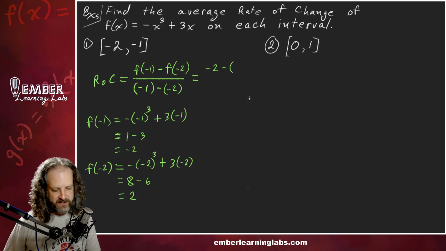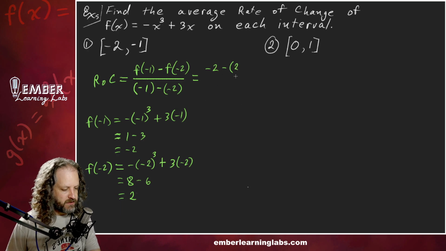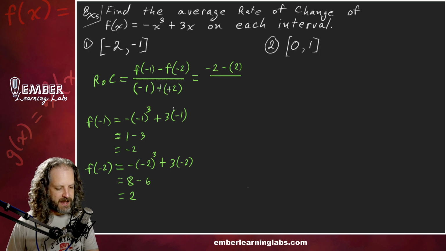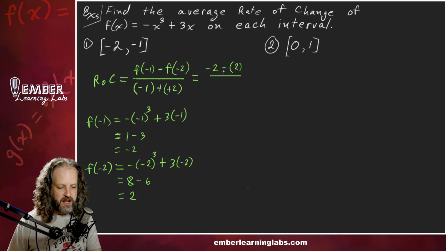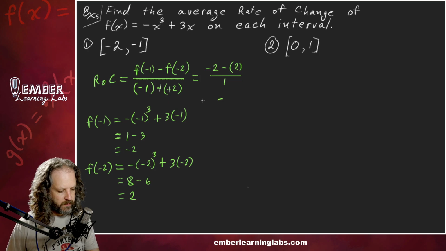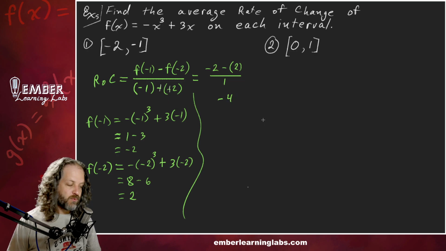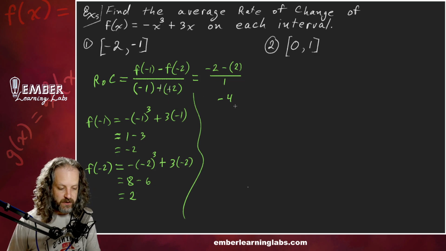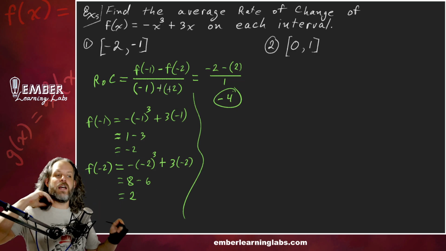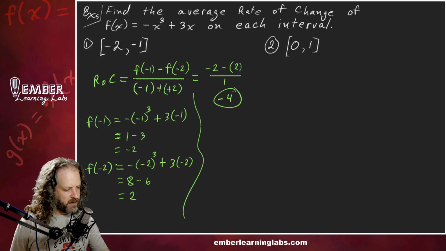So -2 minus 2 over, and we'll go ahead and do this in the bottom. -1 plus 2 is +1. So this is -2 minus 2, which is -4. So the average rate of change in this interval is -4, or -4 over 1, if you prefer. All right, last example, and then we are out of here.